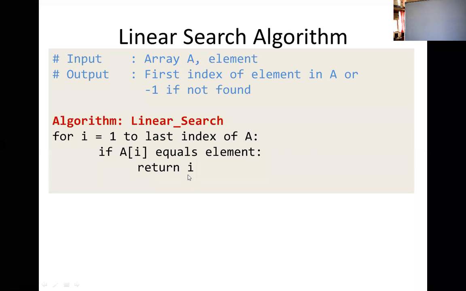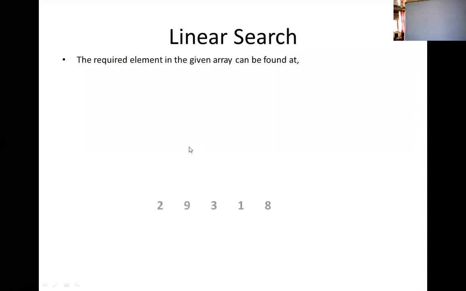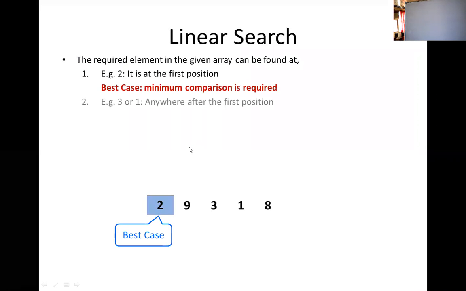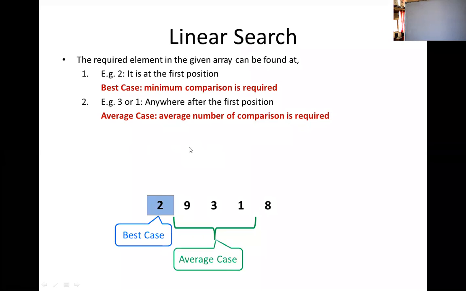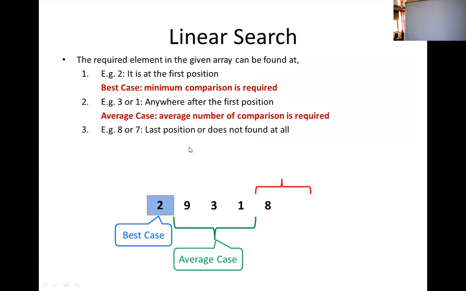So this is the algorithm for it. So what could be the best case, average case, or worst case? Suppose we are looking for the element 2, and the best case will be the minimum number of comparisons required. So the best case is when we have found 2 at the very first location in the array, because we made the minimum comparison, only one comparison.